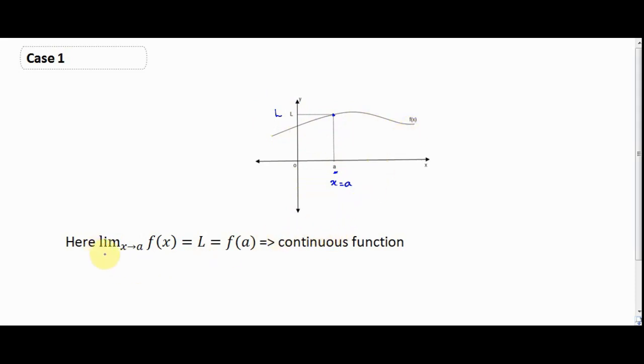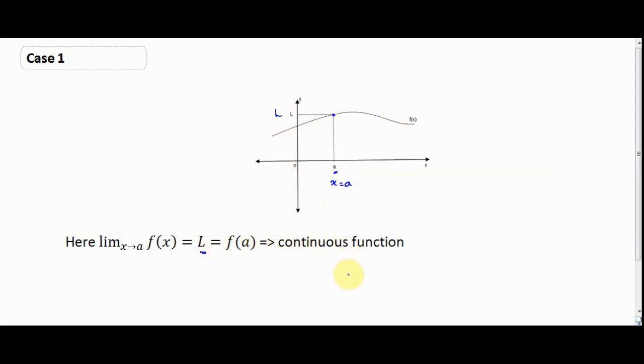So when limit x tends to a, f of x is equal to L, and the value of f of x at the point a, that is f of a, is also equal to L, then we may say that this function is a continuous function. So this is the case where we have continuity. From the curve itself, you can see that it's a continuous curve. The limit at the point x equal to a is equal to capital L, and the value of the function f of x at the point x equal to a is also equal to capital L. So this implies that this function is a continuous function.